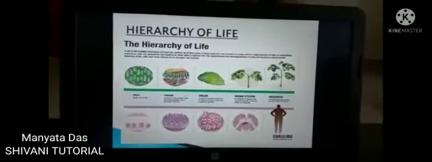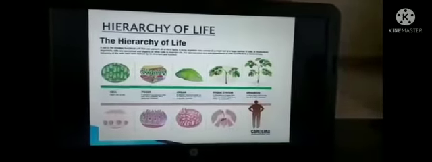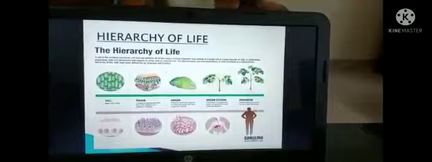So these cells form a tissue which then forms an organ, and together these organs form an organ system, and finally a living thing that carries out all the life functions forms an organism.